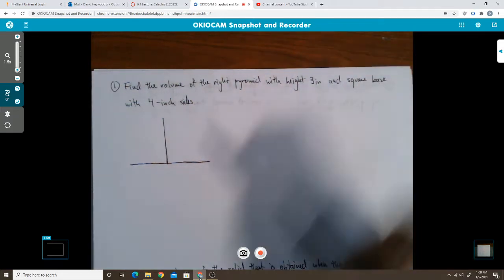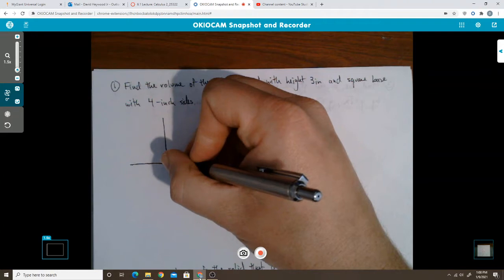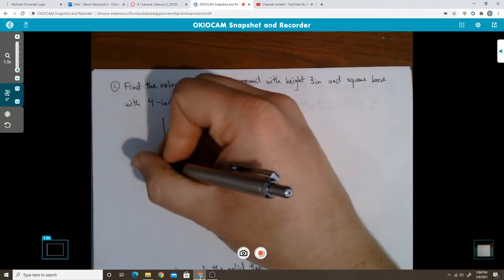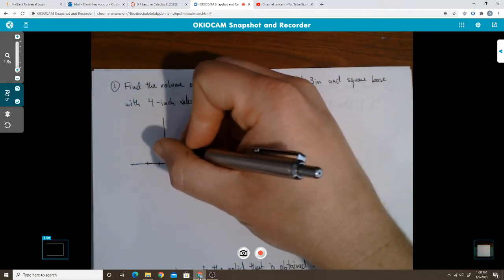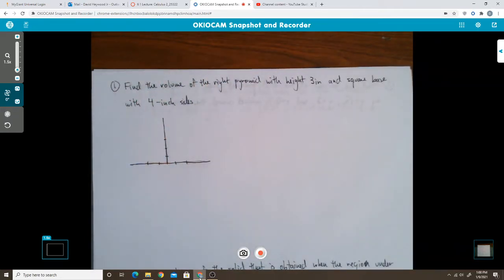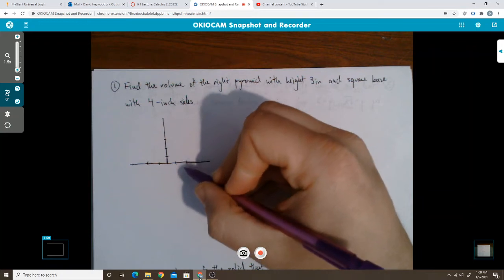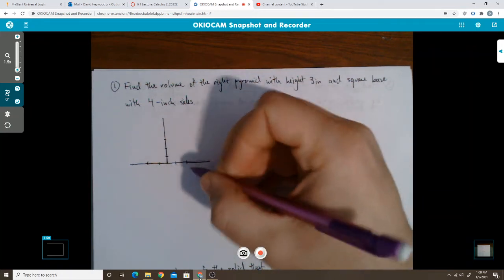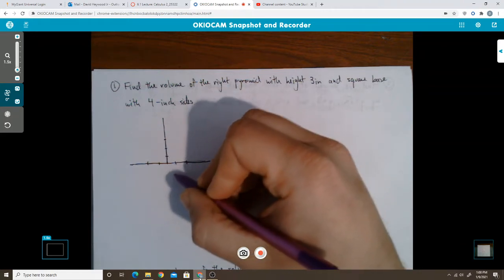Now, if it has 4-inch sides, then I'm going to center the pyramid at 0. So if it has 4-inch sides, then that means I need to come out to 2 and then over to -2. And it has a height of 3 inches, so I'm going to go up to 3: 1, 2, and 3. And then I'm going to try to draw this pyramid. It's a three-dimensional object that I'm going to try to draw on here. But again, it's centered right here. It might look something kind of like this, I guess.